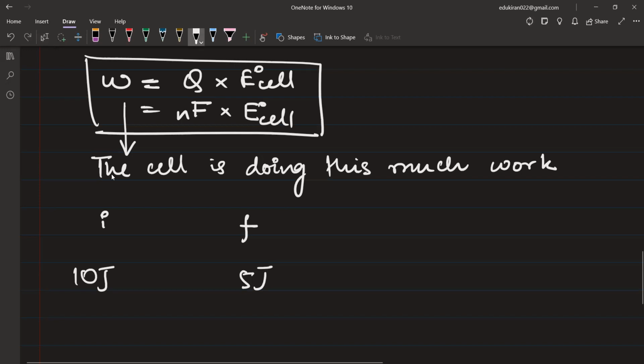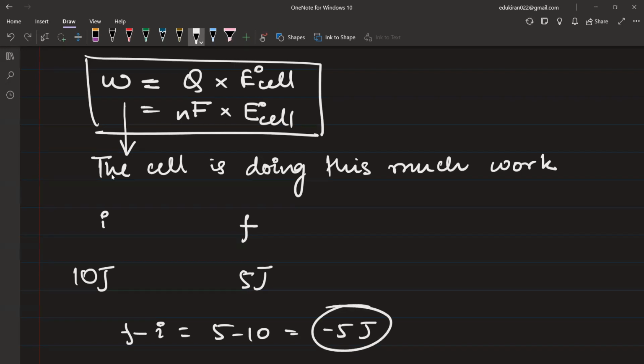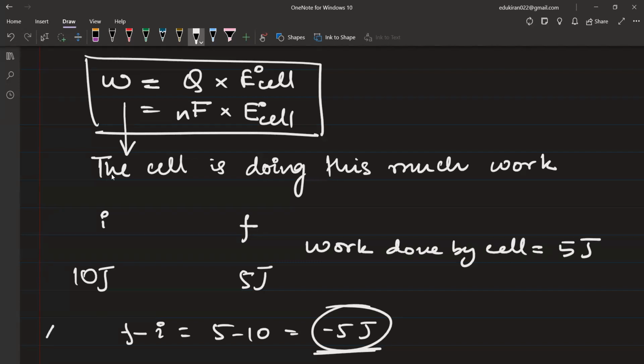Okay, now final minus initial will be equal to 5 minus 10, that is equal to minus 5 joules. Yes or no? Please tell me, guys. Yes. ठीक है. अब यहाँ पे देखिए, सेल ने काम कितना किया? Work done by cell is equal to how much? 5 joules. And change in energy is equal to how much? Change कितने का हो रहा है? बताइए. Minus. दिख रहा है आप लोगों को?